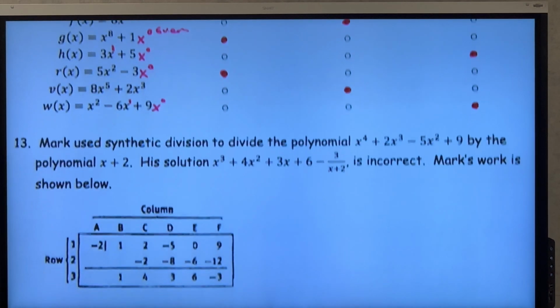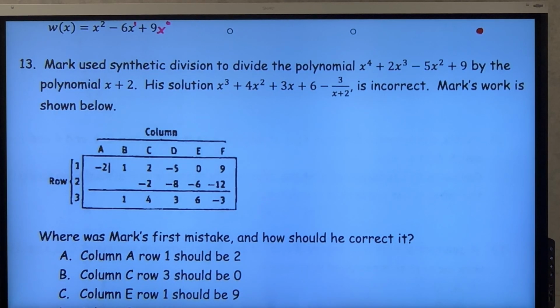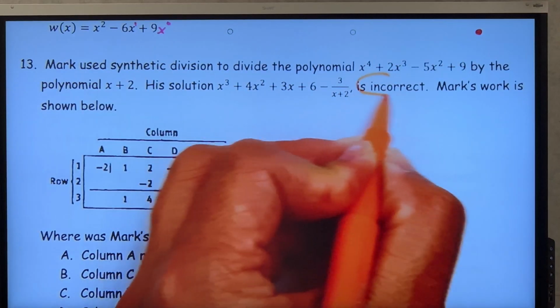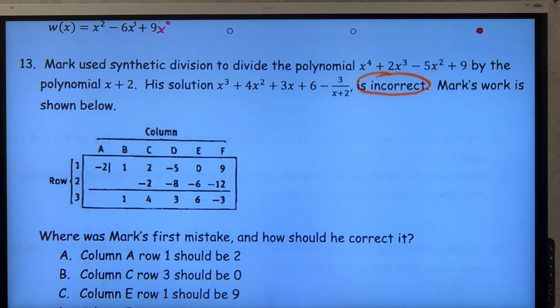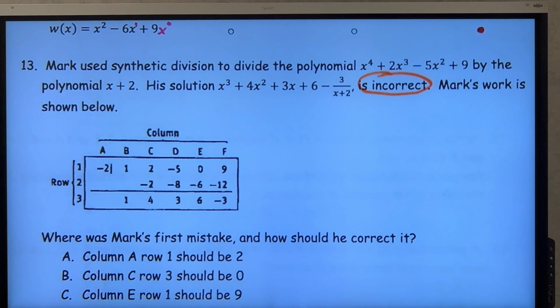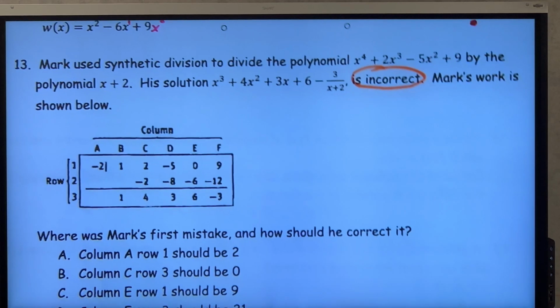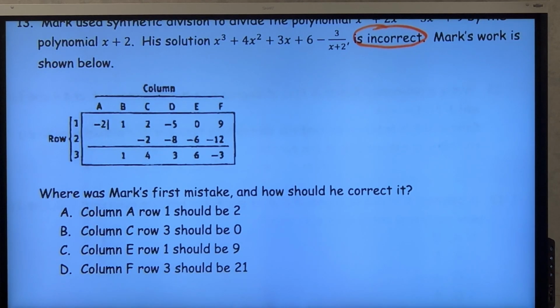All right. Number 13, Mark used synthetic division to divide the polynomial by another polynomial. I won't read it. You guys can see that for yourself. His solution, though, is incorrect. He's wrong. Mark's work is shown below. So Mark used synthetic division, and he got it wrong. So we need to figure out where Mark's first mistake was and how he should correct it.